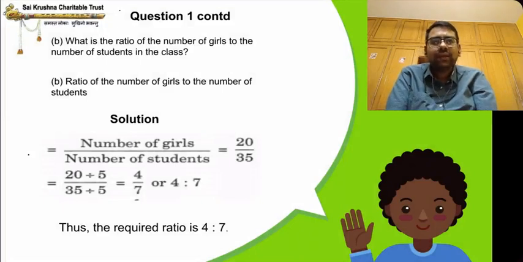Next, what is the ratio of the number of girls to the number of students in the class? Solution. Number of girls is 20, number of students is 35. So 20 by 35 or 20:35, both are the same. Now I am dividing both numerator and denominator by 5. Why 5? Because 5 is the HCF of 20 and 35 to reduce the fraction to simplest form. So we'll get 4 by 7. This 4 by 7 in fraction can be written in ratio as 4:7. So the required ratio is 4:7.